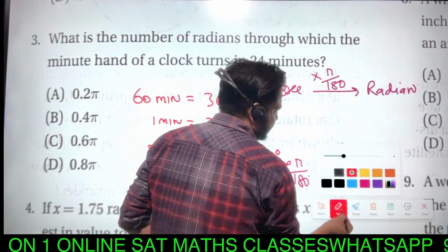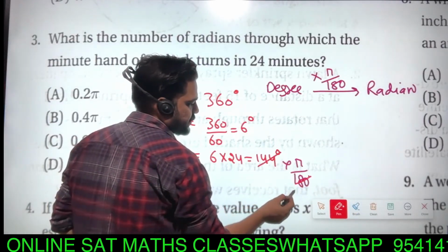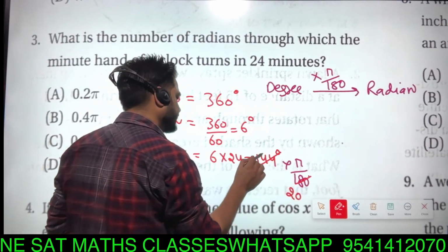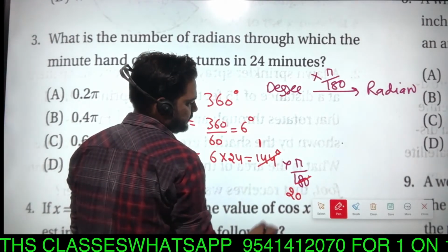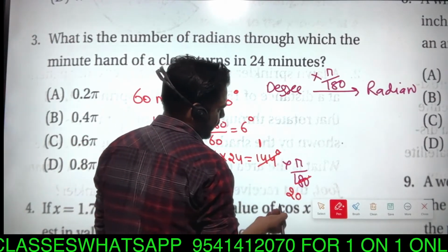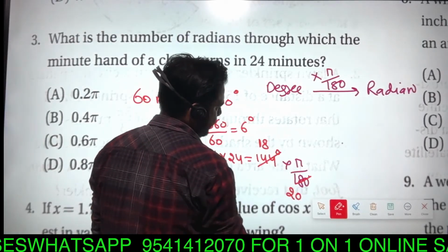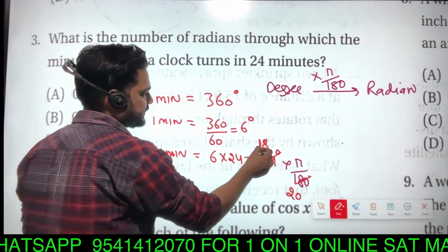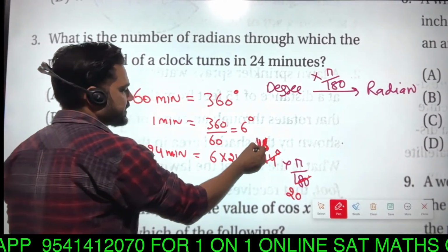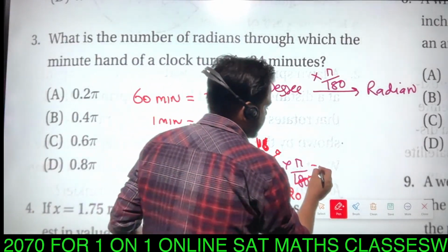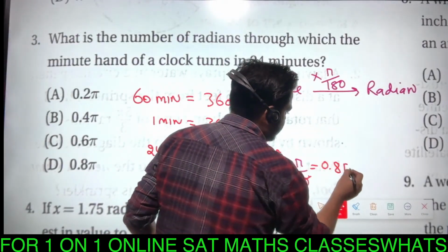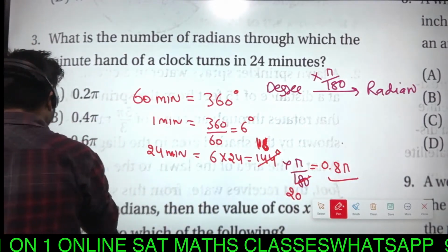If we cancel this by 9, it will be 20. If we cancel this by 9, it will be 1 and 18, 6. Okay, 16 upon 20. 16 upon 20 is very easy to guess. It is 0.8 pi. Okay, very easy answer. So we have to know the basics in this question also.